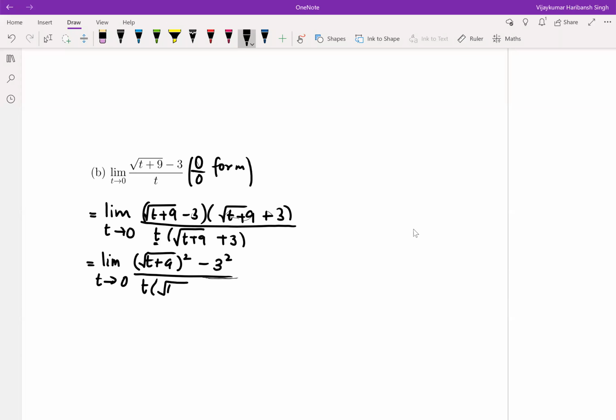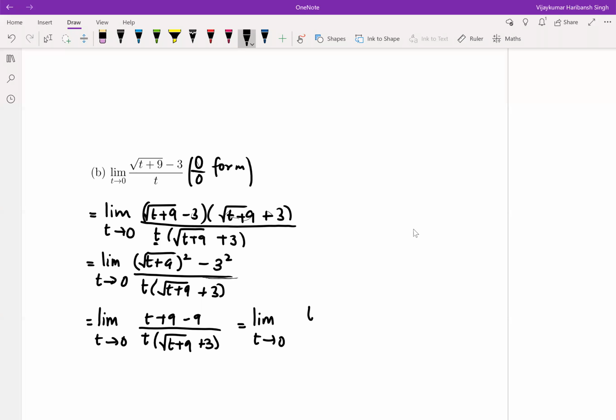So we have t times (square root of t plus 9 plus 3) in the denominator. Now expand the numerator out. The limit as t goes to 0 of (t plus 9 minus 9) divided by t times (square root of t plus 9 plus 3). Now this 9 and minus 9 will cancel each other. We'll be left with the limit as t goes to 0 of t upon t times (square root of t plus 9 plus 3). Now these t's can cancel out. Now when you put t equals 0, what do you get? 1 upon (square root of 9 plus 3), which is going to be 1 over 6. So this is how you go about the limit of this guy.